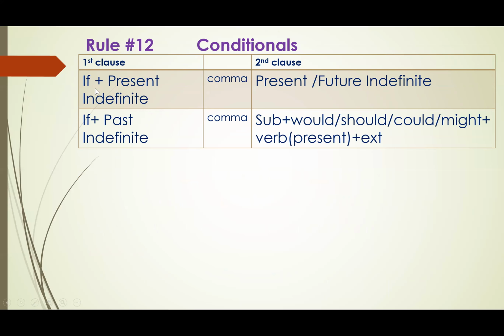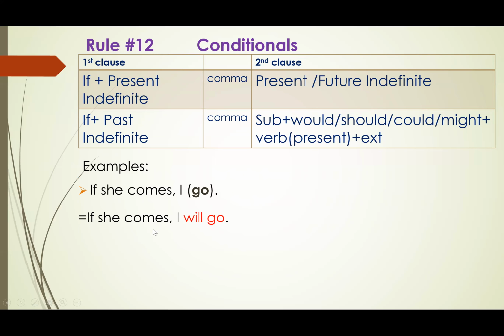In the first condition, you will find if plus present indefinite, and there will be a comma between the two clauses, and the second clause will be present or future indefinite. Okay, for example, see, if she comes, I go. So if she comes, if plus present indefinite, that is she comes, comma is there, then I go. That means present indefinite or future indefinite. You can say I go, or you can say I will go or I shall go. So if she comes, I will go.